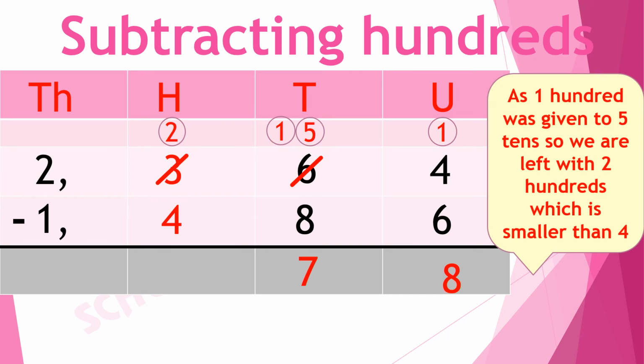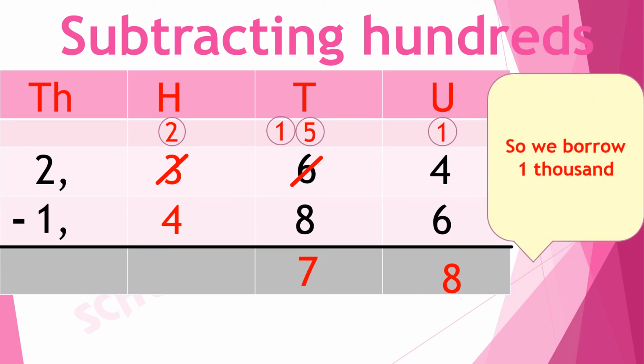As 1 was given to 5 tens, so we are left with 2 hundreds, which is smaller than 4. We have to subtract 4 hundreds out of 200, but we cannot take away 400 out of 200. So we borrow 1000. Here we have 1000, it means we have borrowed 10 hundreds. In the 1000 column we are left with 1000 only.